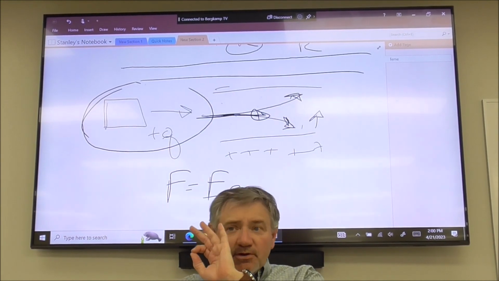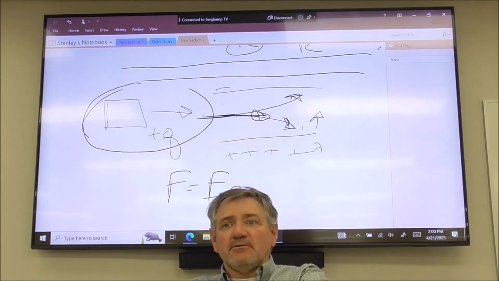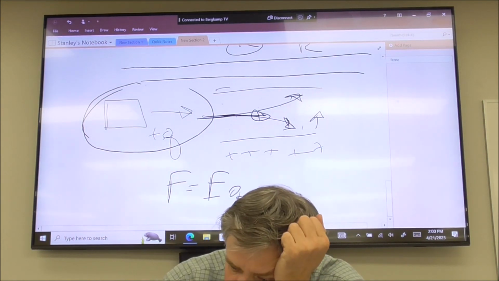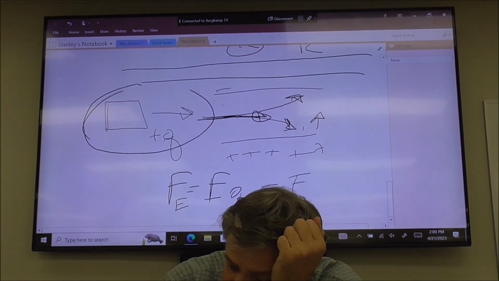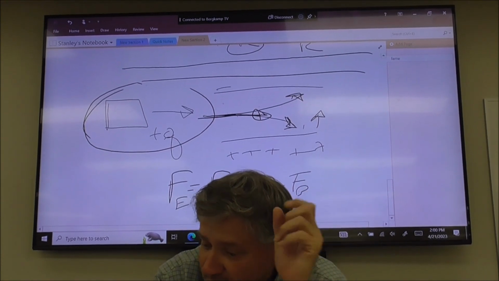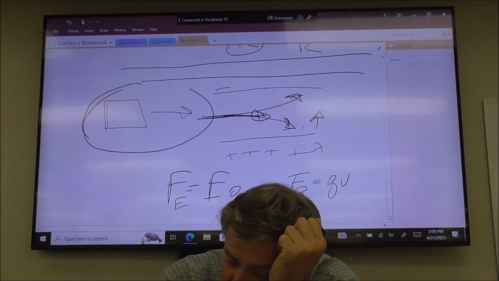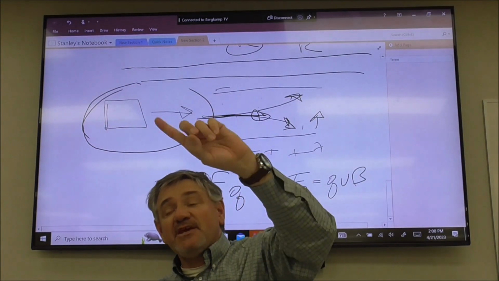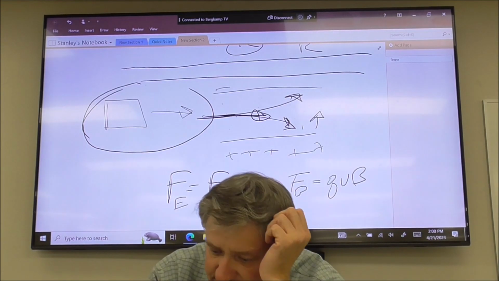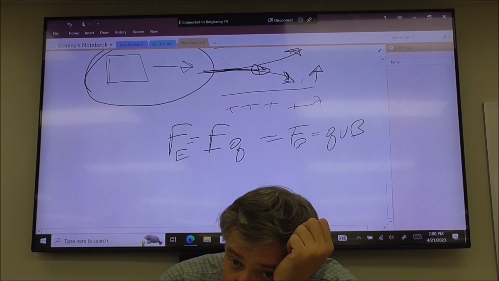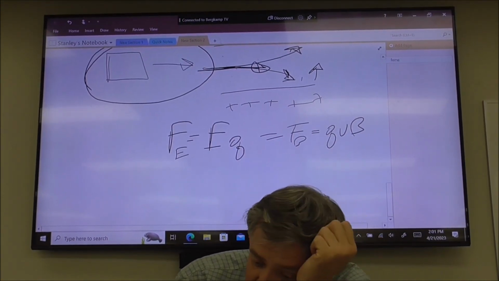Now, how are you going to calculate the force created just from the magnetic field? The force from the electric field is going to be F_E, and that has to equal the force from the magnetic field, not buoyancy. And that's going to be what? QVB. Now, is that V velocity or is that V voltage? Velocity. Easier than it should have been. So what do you end up with then?